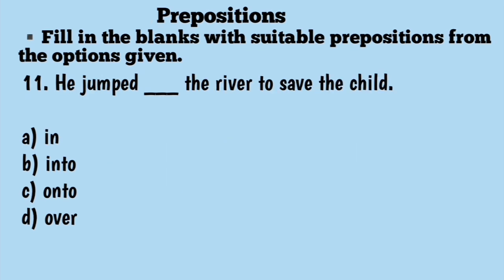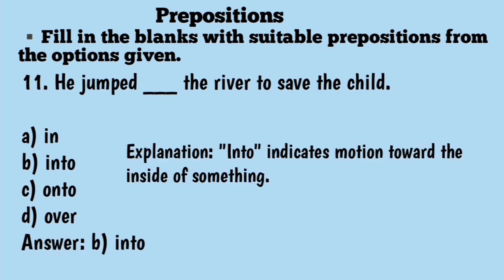Next, he jumped dash the river to save the child. Option A, in. Option B, into. Option C, onto. Option D, over. Answer is option B, into. Into indicates motion towards the inside of something.